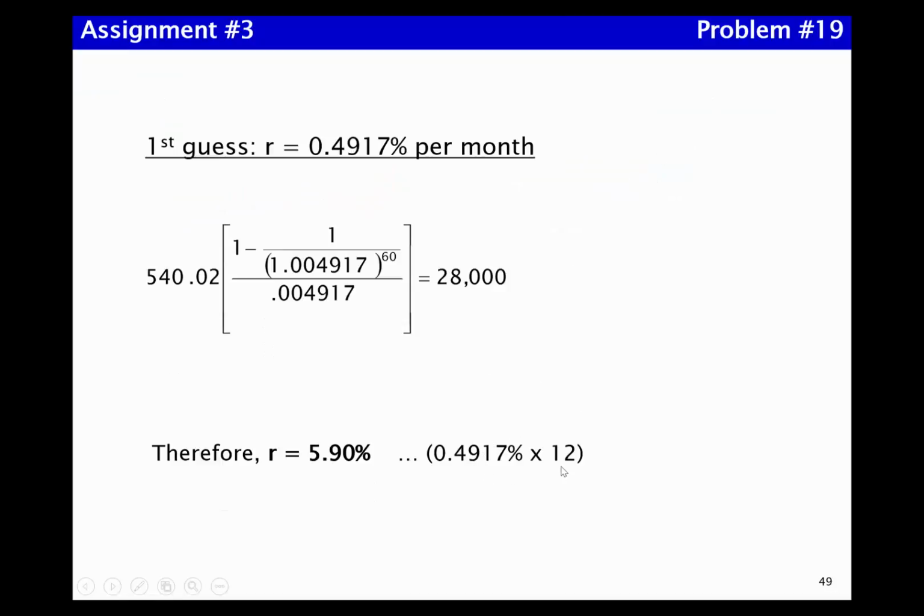In this case, since it's monthly times 12, it was 7.90, you multiply by 12. So when you take a nominal rate, you ignore the compounding effect. You simply take, in this case, the monthly rate multiplied by 12, and the annual interest rate is 5.90%. Okay, so the key to this problem is to do it on the monthly basis, get the monthly interest rate, and then annualize it.